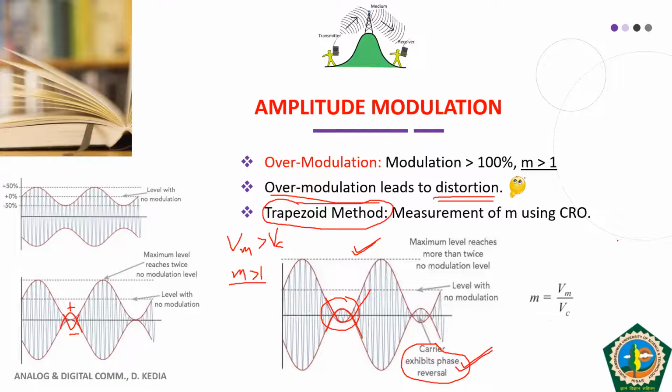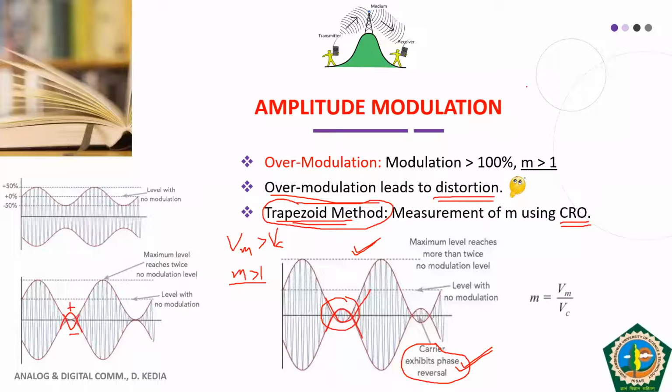Okay, so in the lab, when we use a CRO with our amplitude modulation kit, then with the help of the CRO we can measure the modulation index value directly. And that method is known as the trapezoid method. Okay, so I'm not going to explain this method here in the class. I will suggest you go through this trapezoid method once, and then we will discuss this method in the lab in detail.